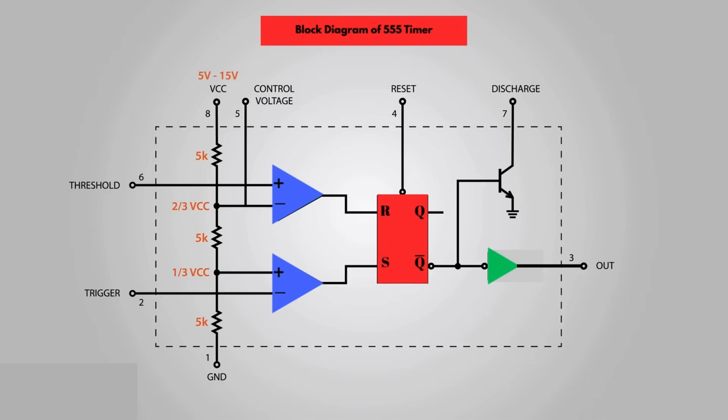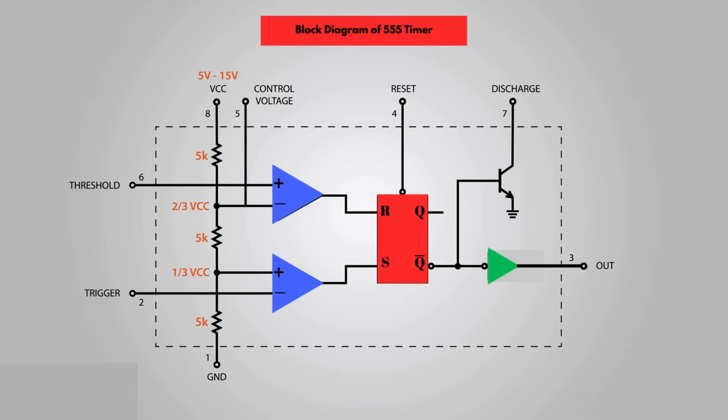Next are the 2 comparators. A comparator is a circuit element that compares 2 analog input voltages at its positive non-inverting and negative inverting input terminal. If the input voltage at the positive terminal is higher than the input voltage at the negative terminal, the comparator will output 1. Vice versa, if the voltage at the negative input terminal is higher than the voltage at the positive terminal, the comparator will output 0.